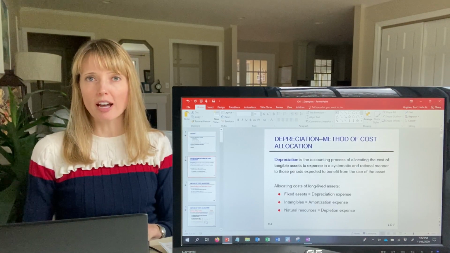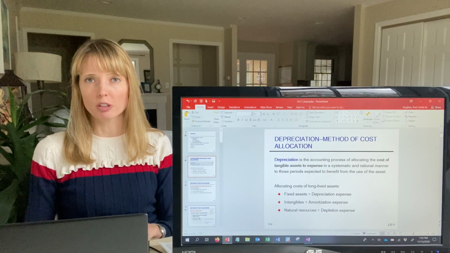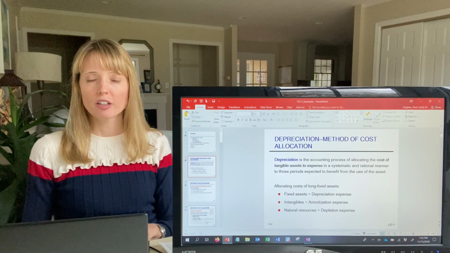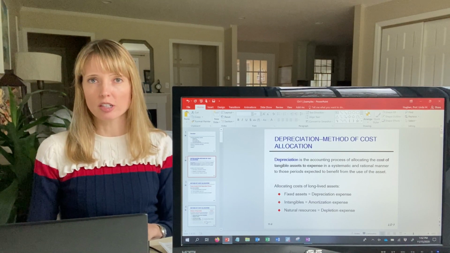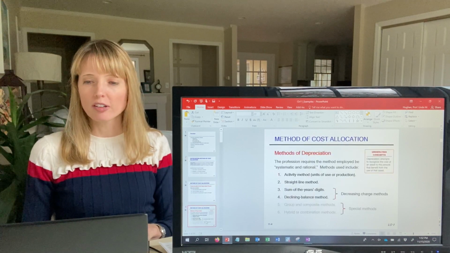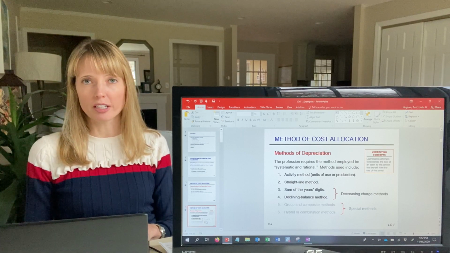Depreciation is a method of allocating an asset's cost, or more specifically, an asset's depreciable cost minus salvage value, over its estimated useful life. There are different ways that these costs can be allocated across the estimated useful lives, as we can see here: the activity method, straight line method, sum of years digits, and double declining balance.